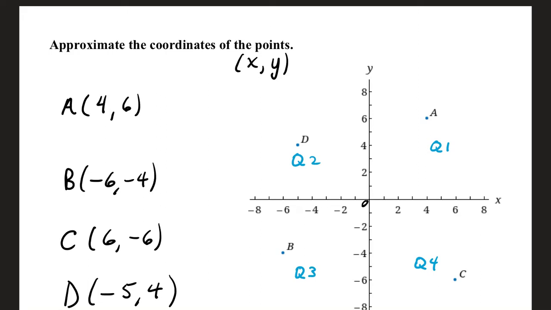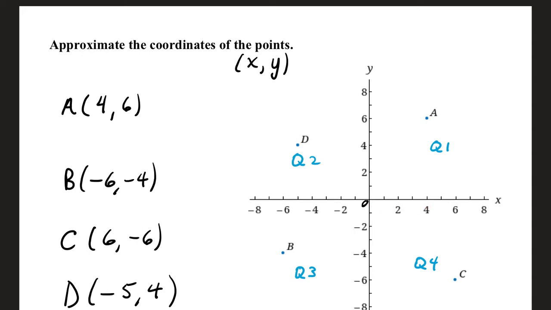Approximate the coordinates of the points. Whenever you locate a point on a rectangular coordinate system, you're going to have a first number or lead number that's an x coordinate, a second number that is a y coordinate. The first number from the origin gives you directions left or right. You'll go left if the lead number is negative, right if the lead number is positive.